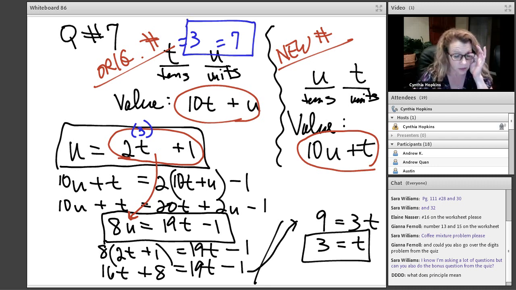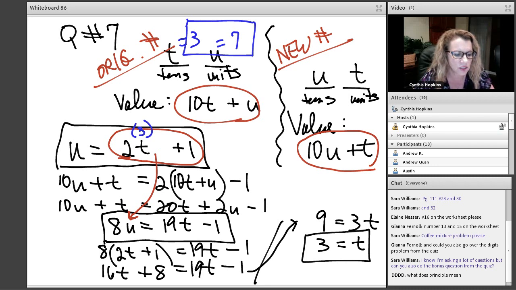So let's read all these statements they said. In quiz number 7, okay, I was looking at the worksheet. In a 2-digit number, the ones digit is 1 more than twice the tens digit. Well, let's look at the number 37 here in blue. If I take that tens digit, 3, and double it, twice the tens digit, I get 6. Isn't 7 1 more than 6? Okay, so far so good.